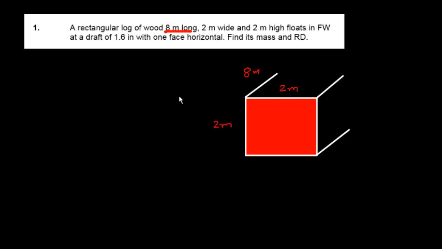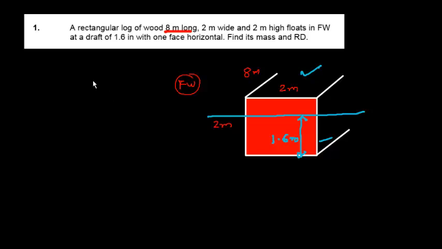It floats in fresh water. So let me just write here, it floats in fresh water at a draft of 1.6. So imagine that this is a water line, and this vertical distance is the draft, which is 1.6 meter, with one face horizontal. So this is a face which is horizontal, we need to find its mass.